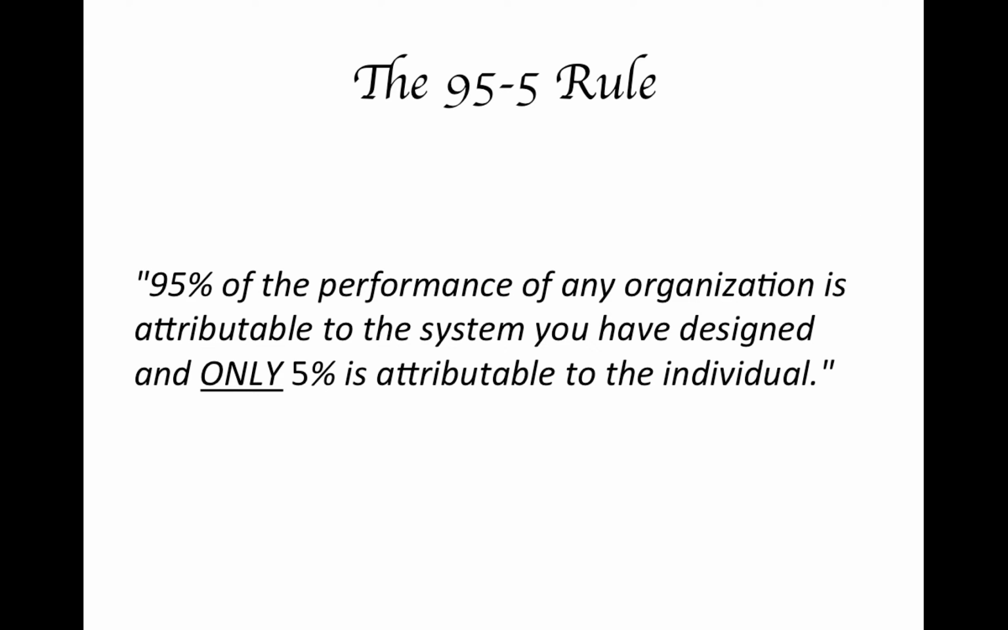The 95 Method is a product of the 95-5 rule, which states 95% of the performance of any organization is attributable to the system you have designed, and only 5% is attributable to the individual. This, of course, is a rule of thumb. What percentage of the performance of your organization is attributable to the system is a course of study.